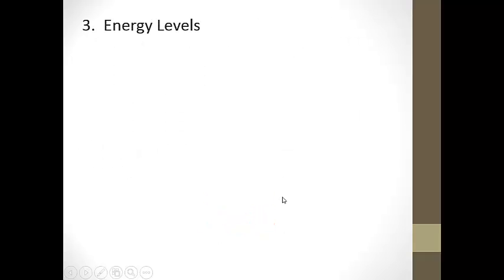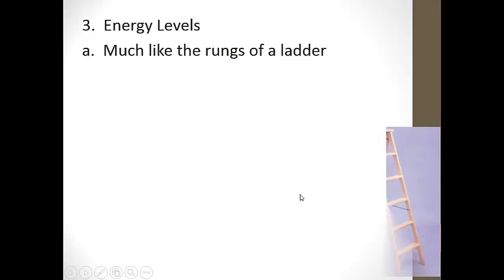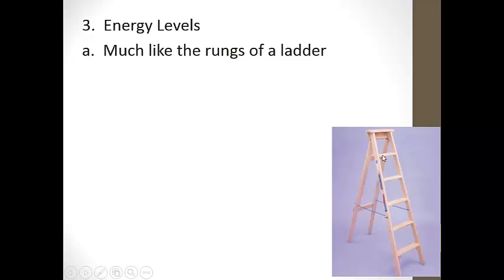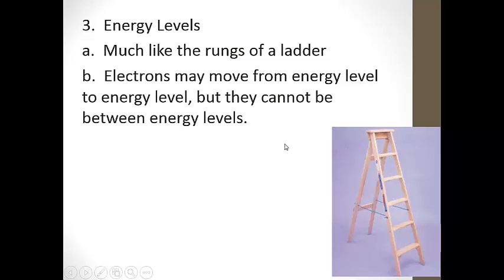Now, as far as energy levels, they are like rungs on a ladder. If you think about a ladder, here's your nucleus, and you're getting further away from the nucleus as you go up the rungs of a ladder. The electrons can move from energy level to energy level, just like our foot can move to a different rung on the ladder. But you can't exist between energy levels. An electron can't be hanging out between levels. They have to be located on a level, just like our foot. You're not going to be safe trying to stand in midair.